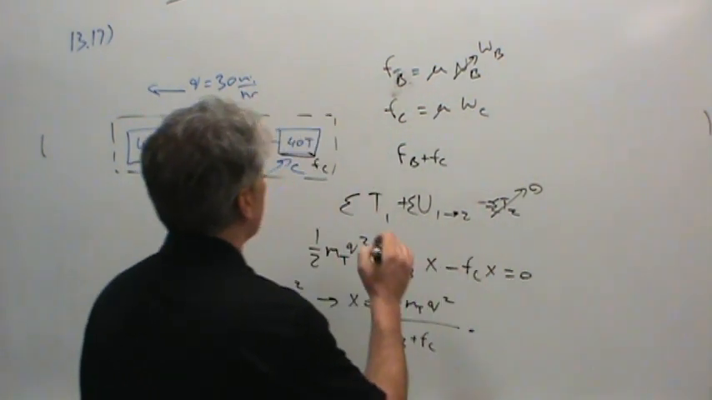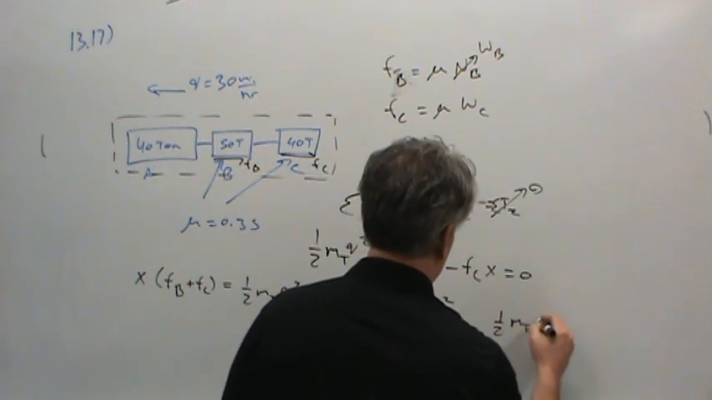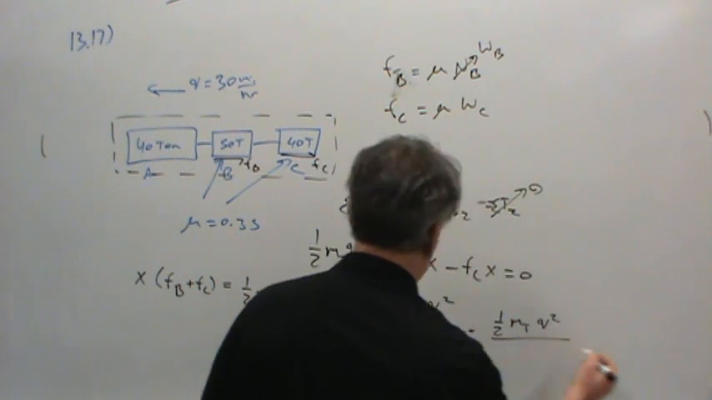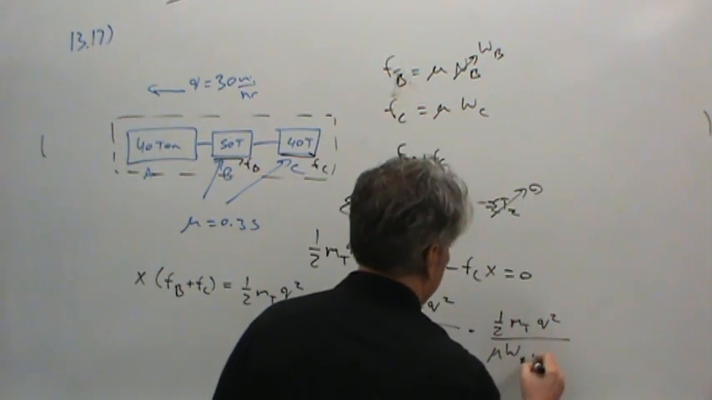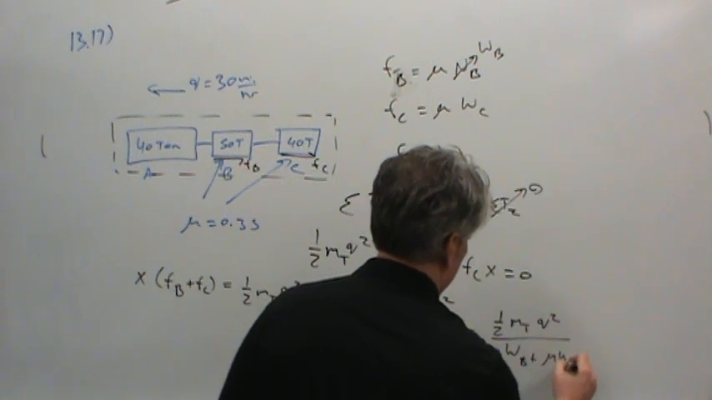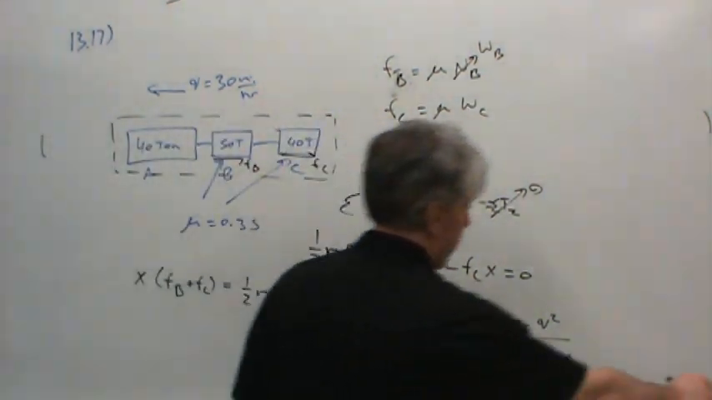But we already know that the friction forces are mu times the weight of B plus mu times the weight of C. And oh, by the way, we could factor out mu, couldn't we?